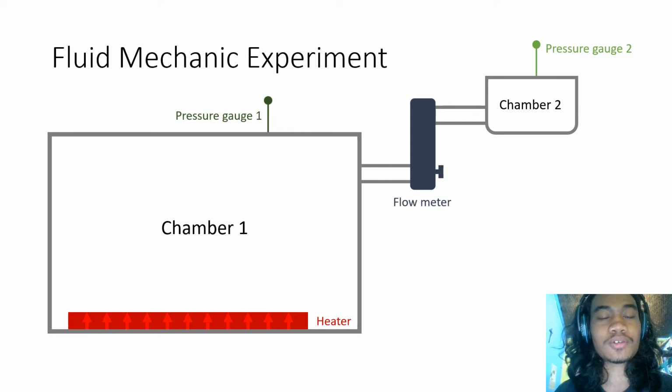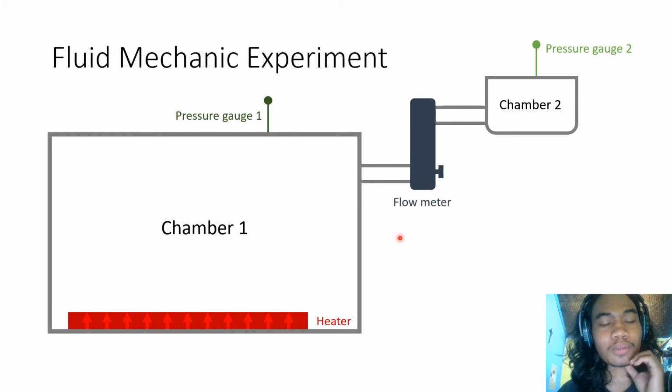There are two chambers. The first chamber is a box with a heater inside it. The heater will heat up the air inside chamber 1, and if the air is heated up, the pressure should increase. If the pressure in chamber 1 is higher than in chamber 2, the air should flow through the flow meter to chamber 2. And we'll see the relation between the area here and the flow velocity of the air.